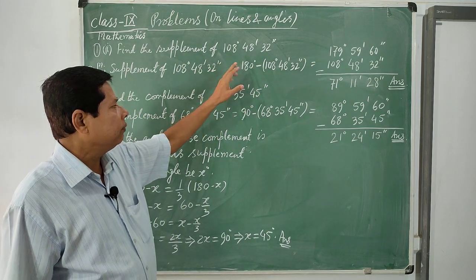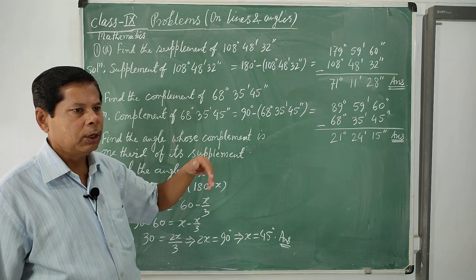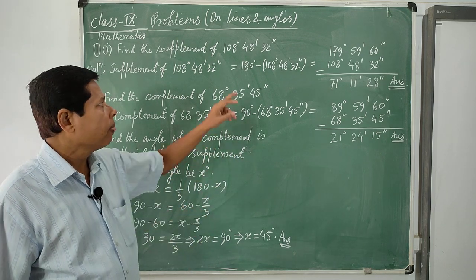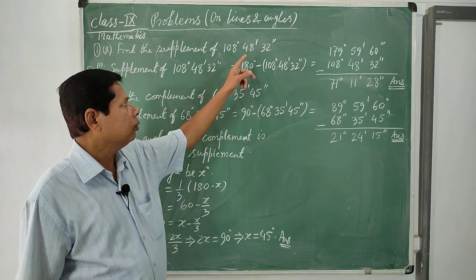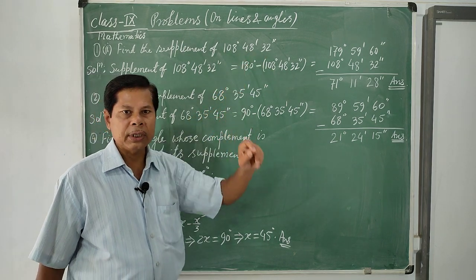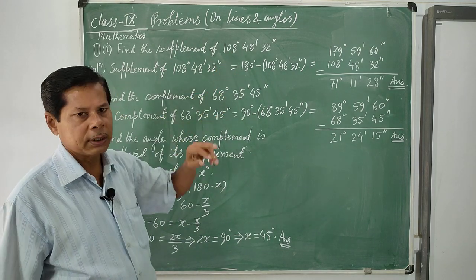What is the relation between degree, minute and second? Last day I have already discussed, today I am once again repeating. 1 degree equal to 60 minutes and 1 minute equal to 60 seconds. So, we are to find out the supplement of this particular angle.